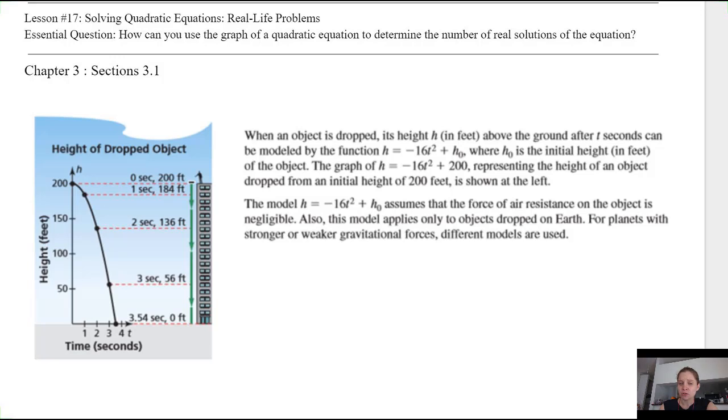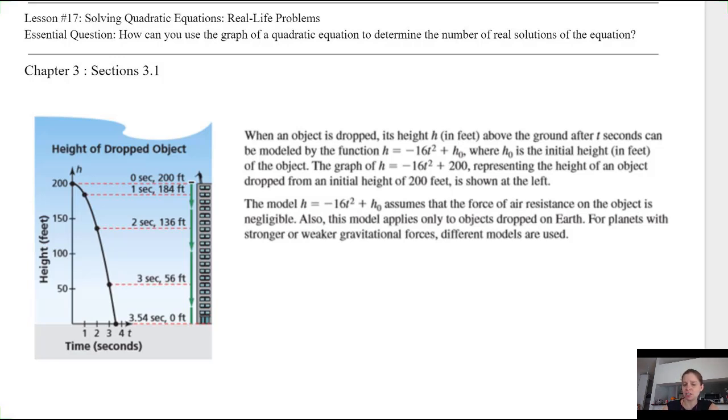When an object is dropped, its height h in feet above the ground after t seconds can be modeled by the function h equals negative 16t squared plus h sub 0, where h sub 0 is the initial height in feet of the object. The graph of h equals negative 16t squared plus 200, representing the height of an object dropped after an initial height of 200 feet, is shown on the left.